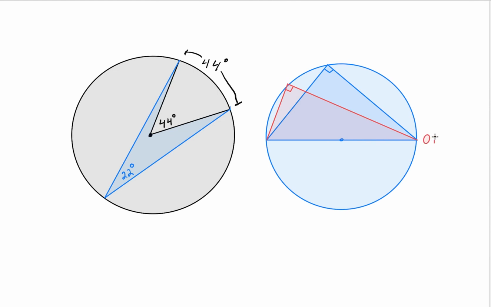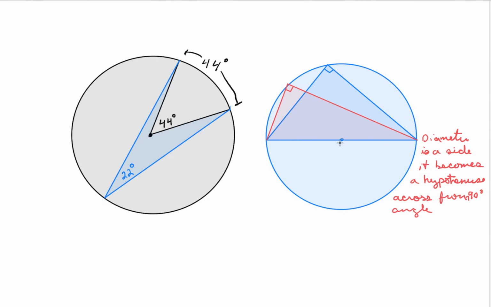So if the diameter, let me get my pen, let me erase this. If the diameter is a side, it becomes a hypotenuse. And we know that a hypotenuse is across from a 90-degree angle. All right?